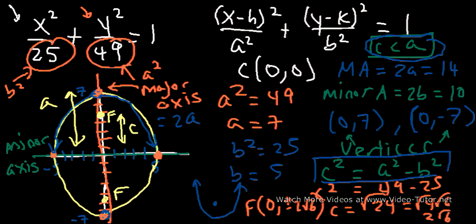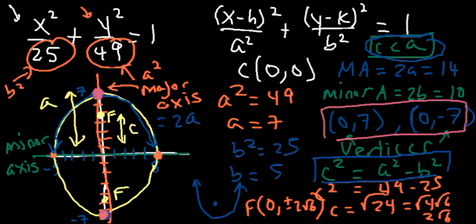By the way, sometimes you may get a question that asks you for the x and y intercepts. For this particular example, the y-intercepts are basically the endpoints of the major axis, which is 0, 7, and 0, -7. So those are the y-intercepts. The x-intercepts are the endpoints of the minor axis. So in this case, it's plus or minus 5, 0. That's a nice way to write it if you don't want to write it twice.